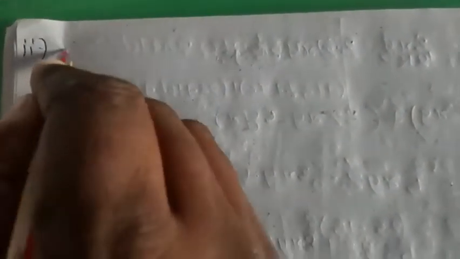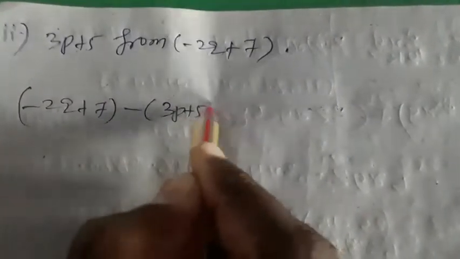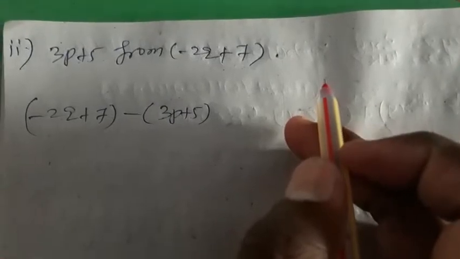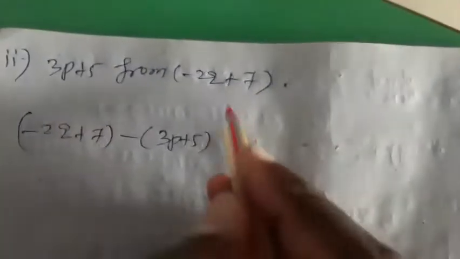So next is the second subdivision. What is given? 3p plus 5 from minus 2q plus 7. We want to subtract. Then, minus 2q plus 7 minus 3p plus 5. Take subtracting. So what is given? I think our question is wrong. One p is missing here.